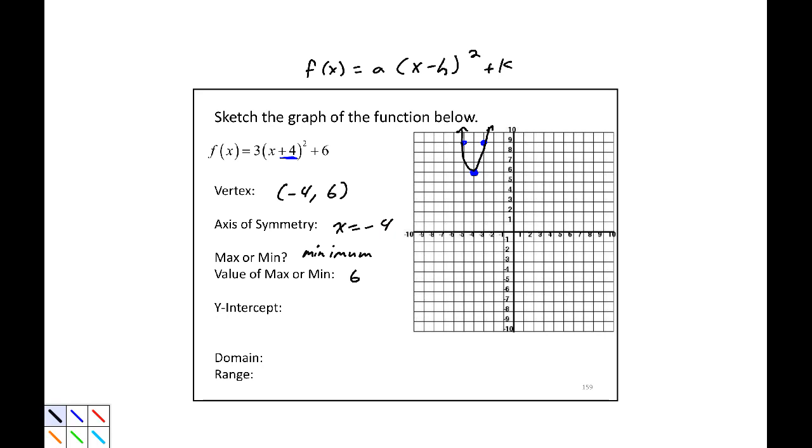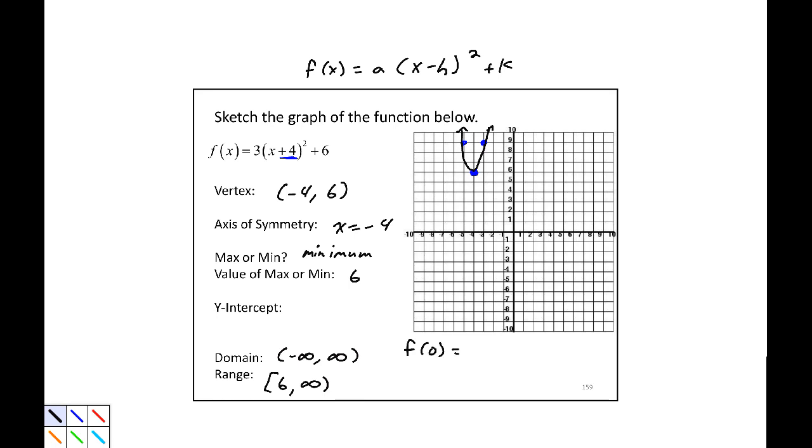That is part of our range as well. The range is going to be from 6, including 6, to positive infinity because it opens up. The domain, well, this is a polynomial, again in a different form, but a polynomial nonetheless, so negative infinity to positive infinity.